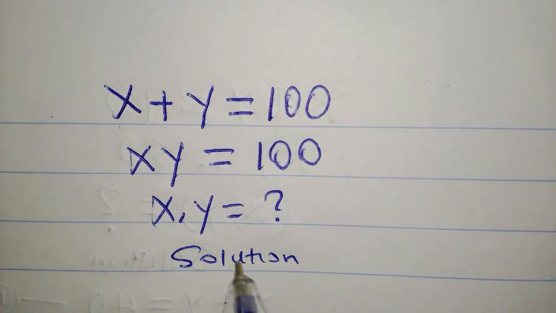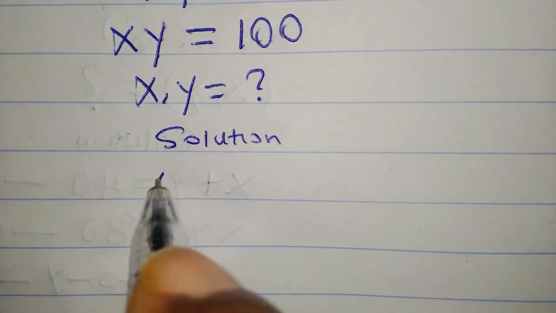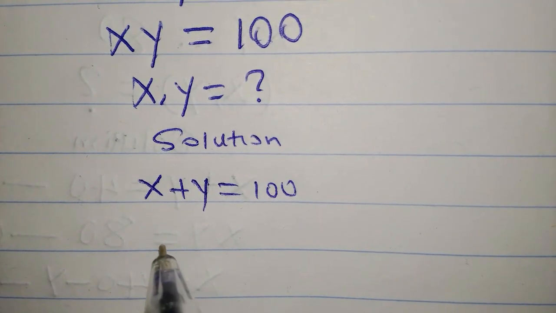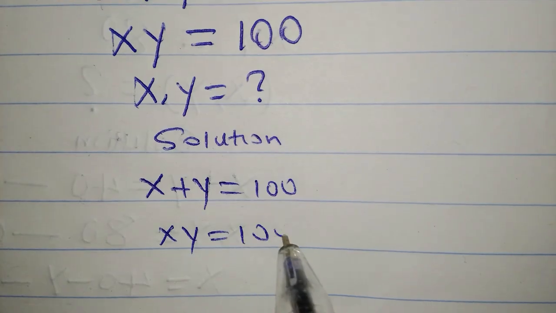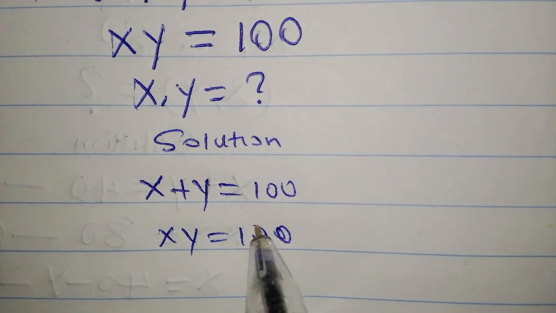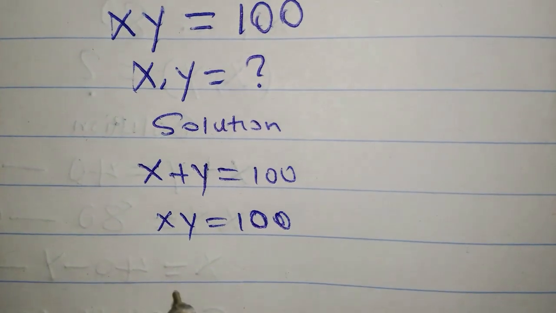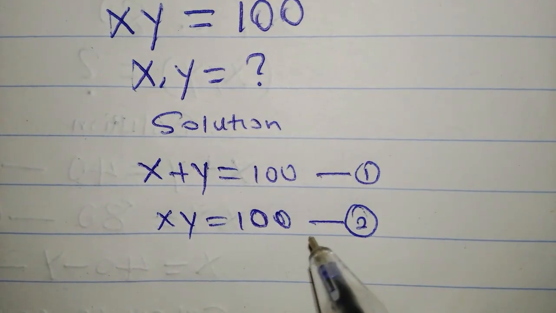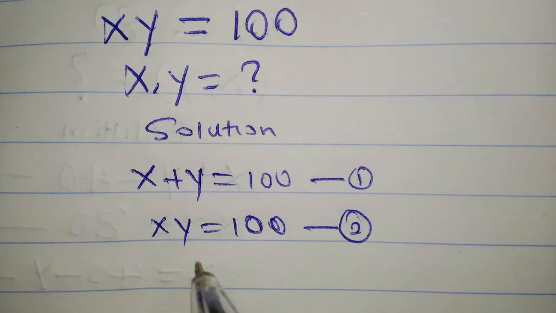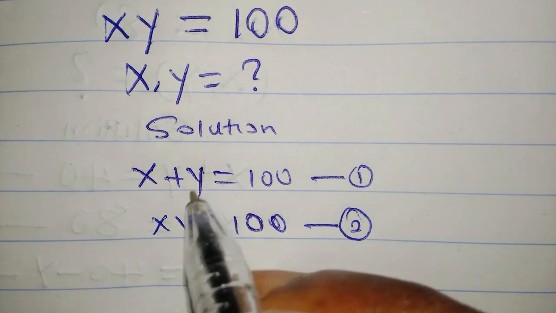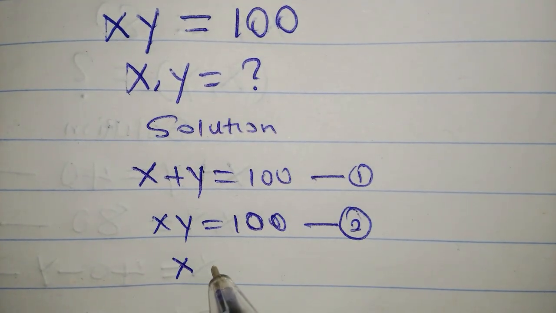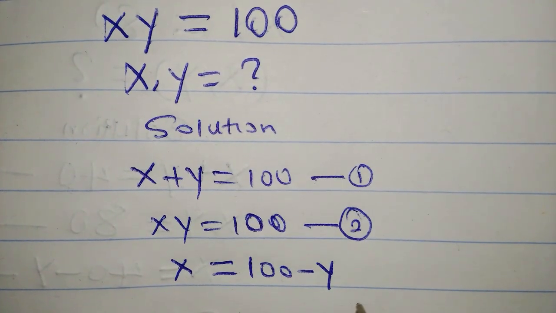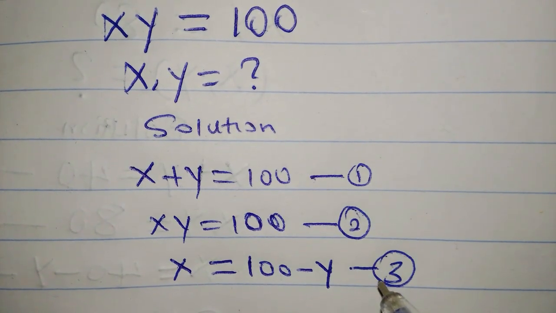write x plus y equals 100, x times y equals 100. So from this part, we'll call this one equation 1, and we'll call this one equation 2. So at this point, we'll make x the subject formula here. So x is equal to 100 minus y. So we'll call this one equation 3.